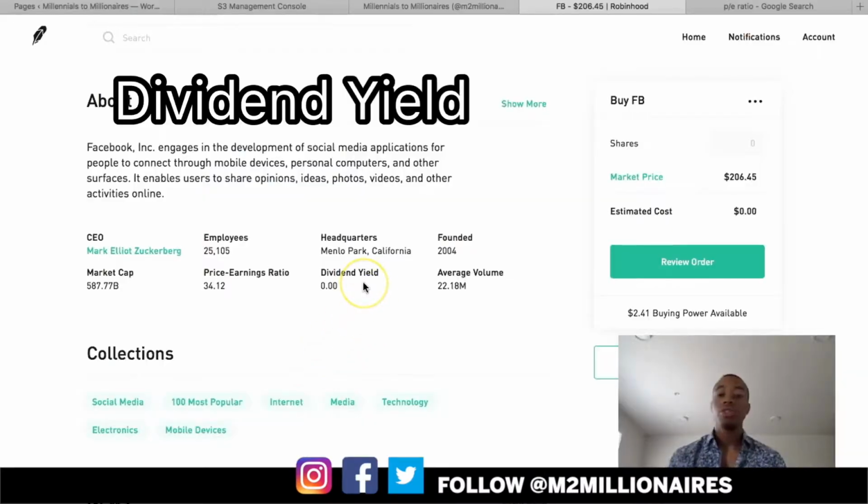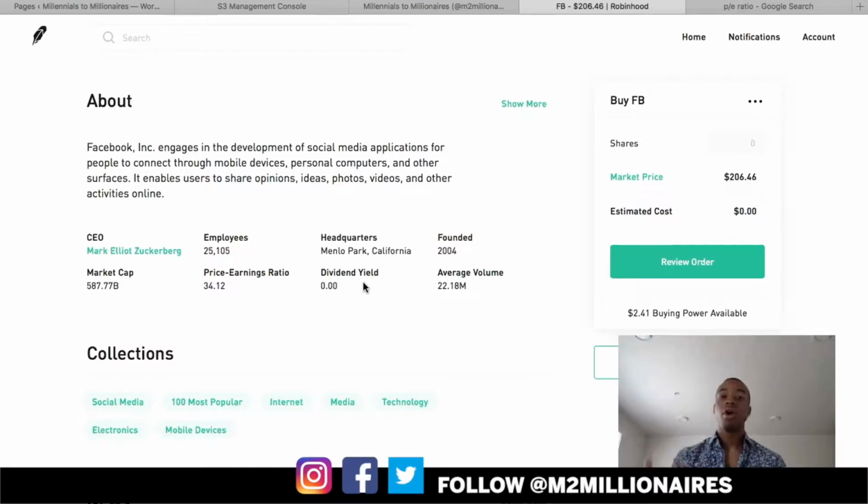So the dividend yield is super important because some stocks are going to pay you a certain amount of money just to hold the stocks. If you think about it, when we're buying a stock, we're letting a company borrow our money so that they can take that money and make more.